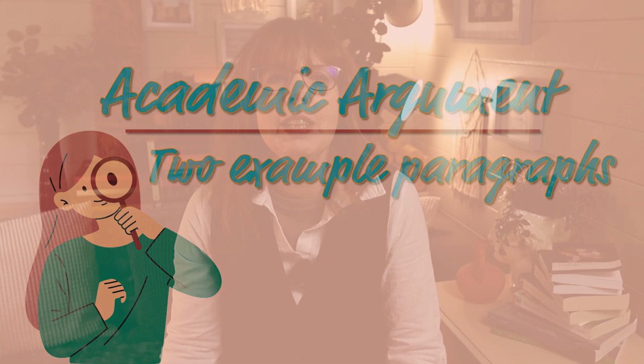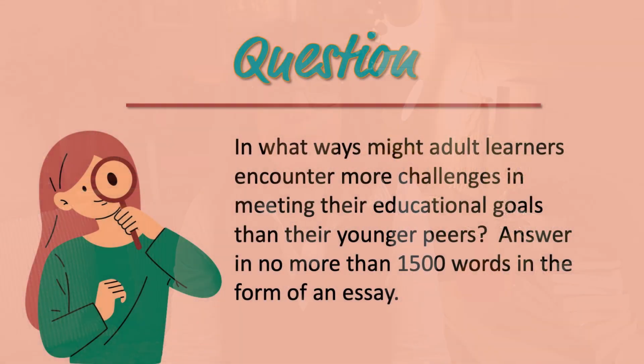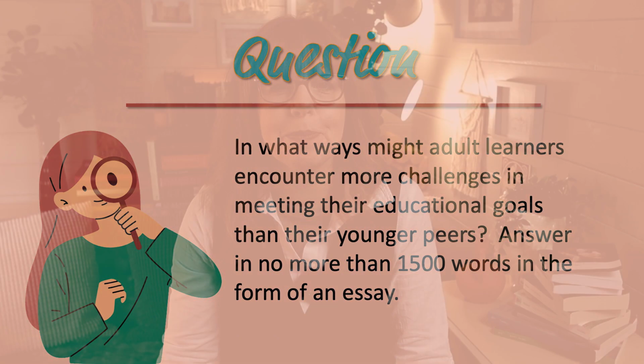In this series, I'm using the following hypothetical question, and this will be the basis of our two example paragraphs. In what ways might adult learners encounter more challenges in meeting their educational goals than their younger peers? Answer in no more than 1,500 words in the form of an essay. The information I've presented in these examples is fictional. I've made this up to demonstrate the necessary study skills.